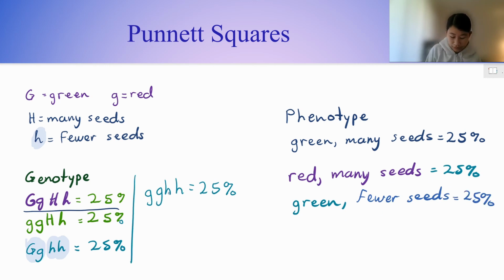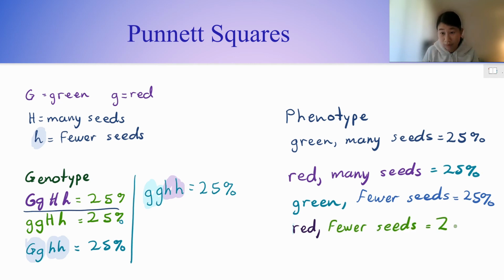And lastly, we have this one. So homozygous recessive for both genes. Now looking at this first part, we see 2 little g's. So 2 little g's we know is going to be red. And for this next part, little h, well, we're talking again about fewer seeds. And that will be 25% of the offspring. Okay, so these are the genotypic and the phenotypic ratios for this dihybrid cross problem.